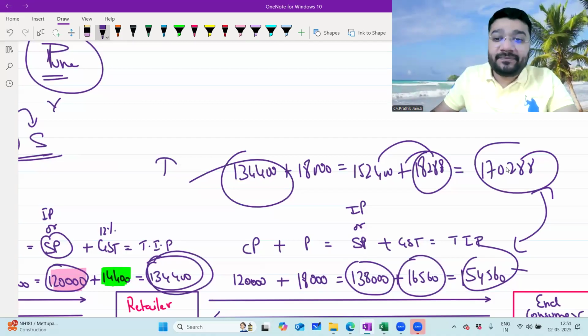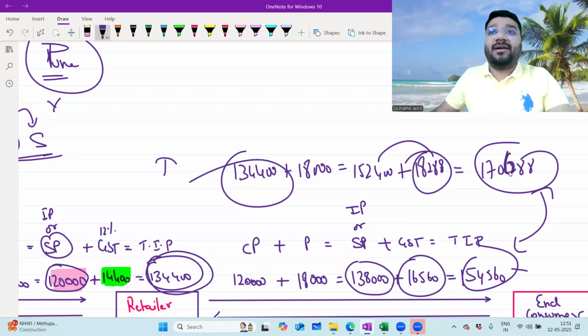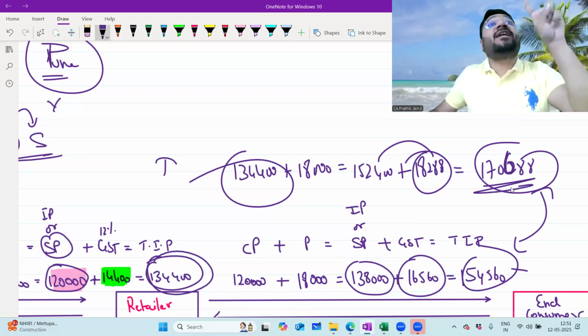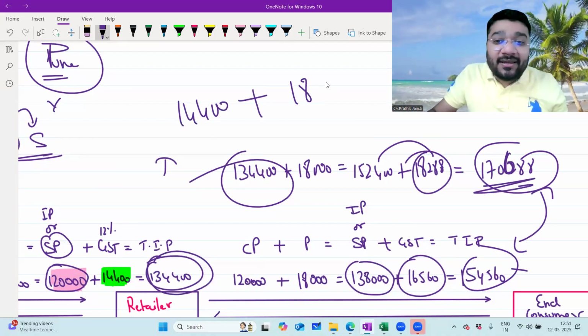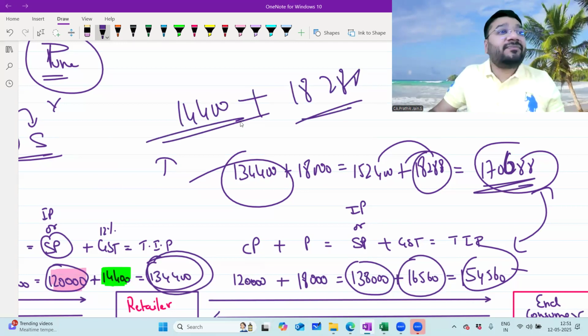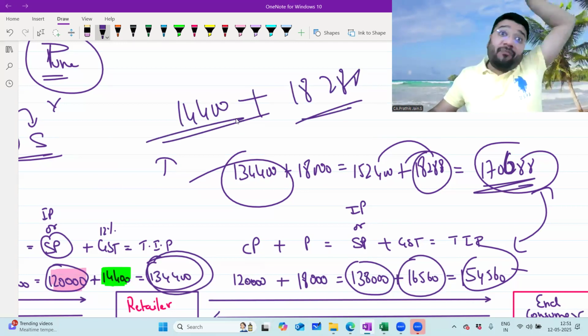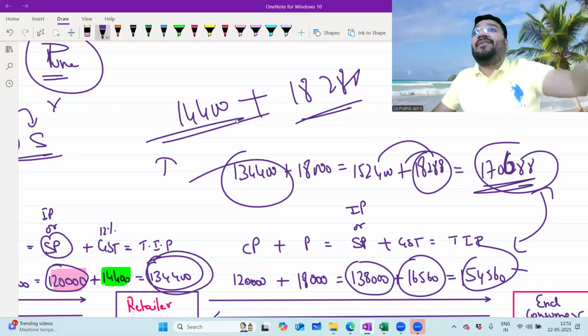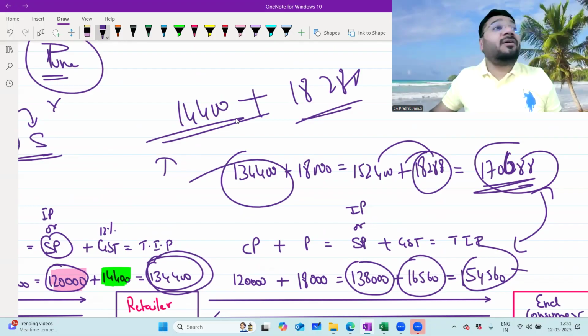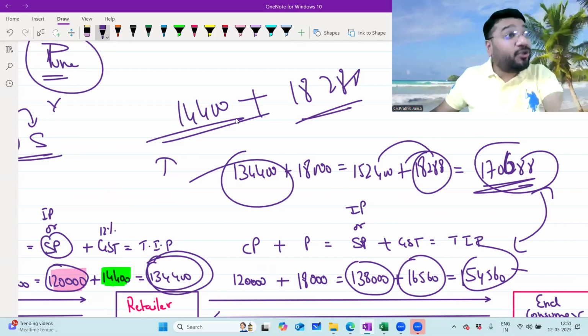Sorry? 170,688. Okay. That is very important. Anyways. Are you able to follow? So here, when you paid 170,688, you paid GST twice. Once you paid the GST 114,400 plus 18,288. So on the same 1 lakh and the profit of manufacturer, 2 times you paid GST when the input is not available. So the beauty of the GST is that the input is available to you.